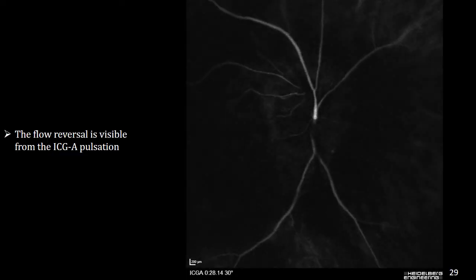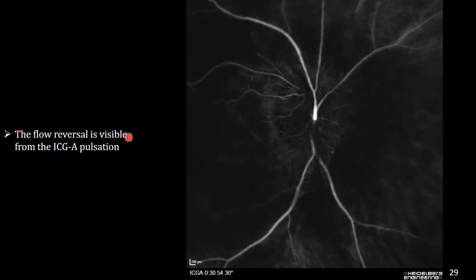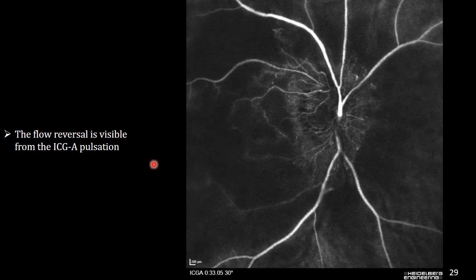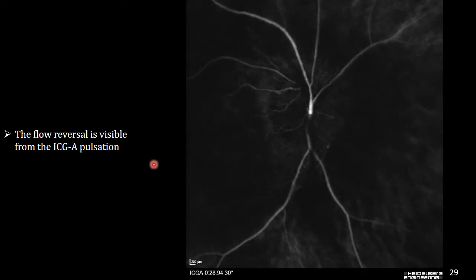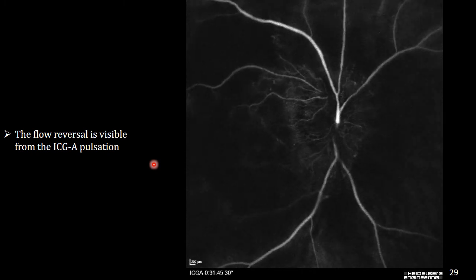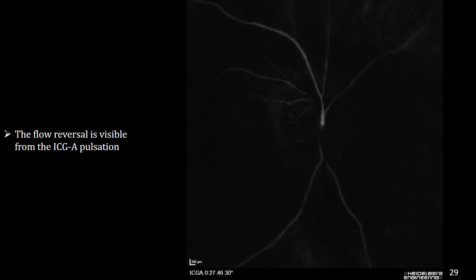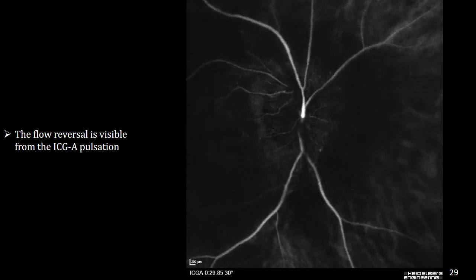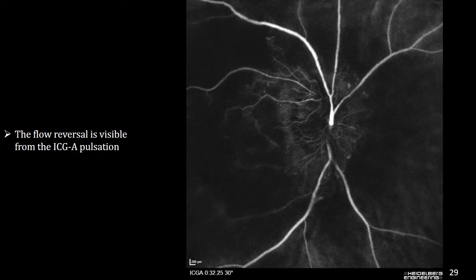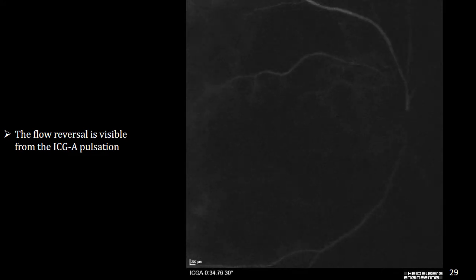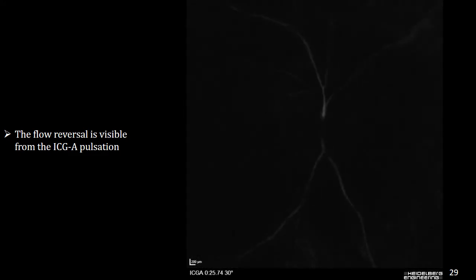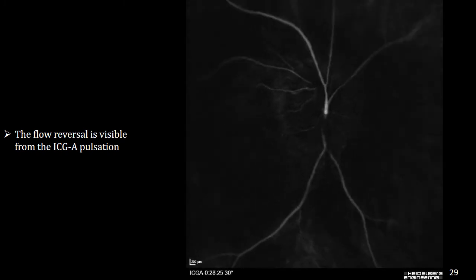So these blood flow reversals can also be identified from the ICG pulsation. In the very first moment of the ICG injection, you can see some pulsatile variations of the ICG fluorescence that should not be there. And it means that the fluorescence, the dye, is going forward and then backward in the vasculature. But it's only very visible in the first few seconds.